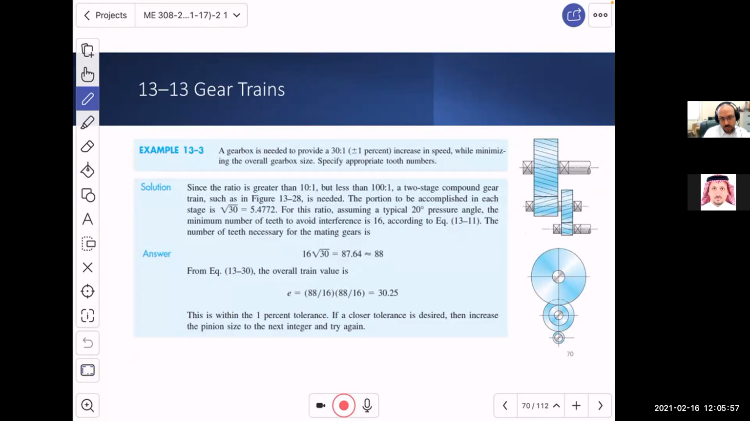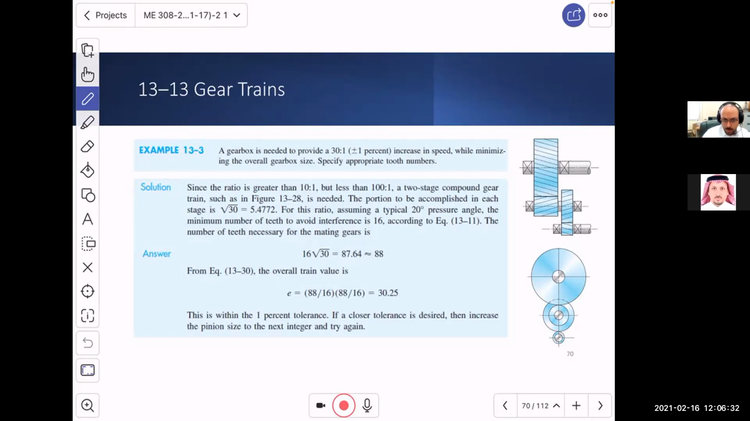In here, for example, let's say this is an assignment for you to design a gearbox. And what it says here is that we need a gearbox that provides a 30-to-1 ratio, with a ±1% increase in speed, while minimizing the overall size of the gearbox. What does minimize mean? What is the action that you should do to perform this minimization?